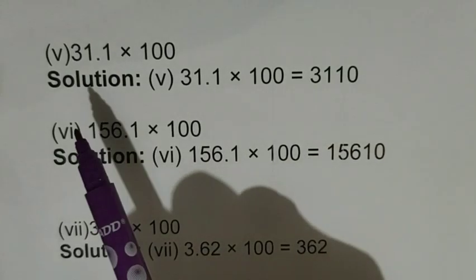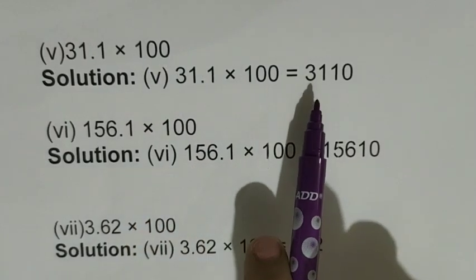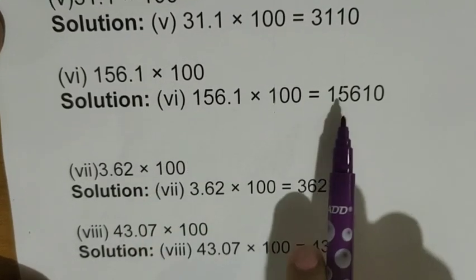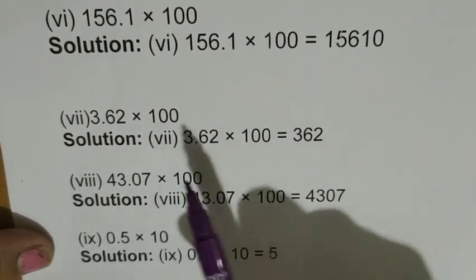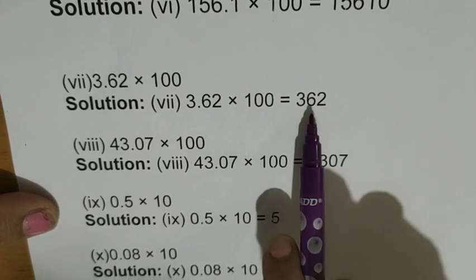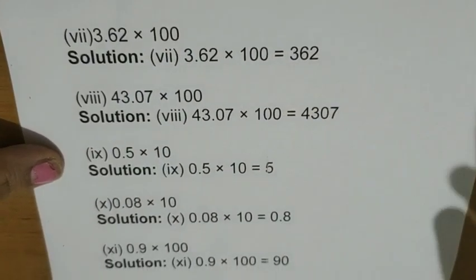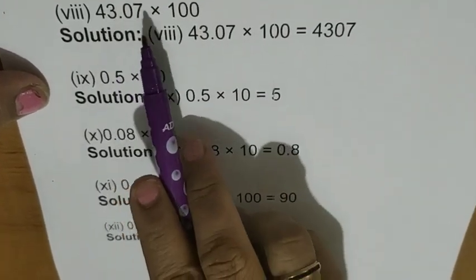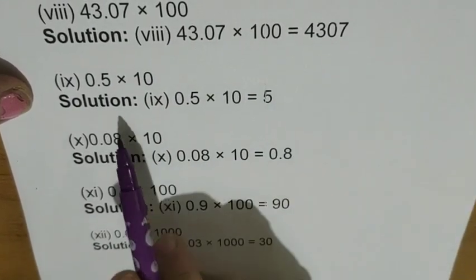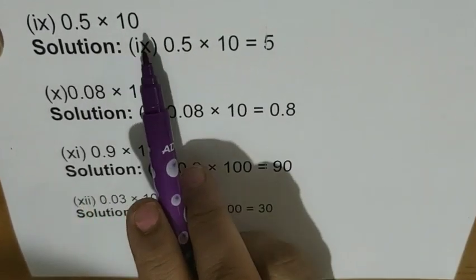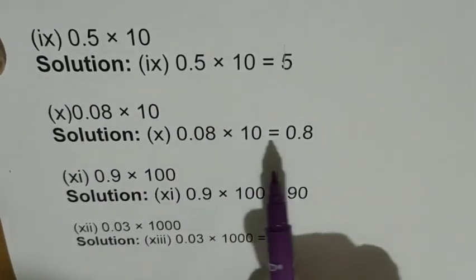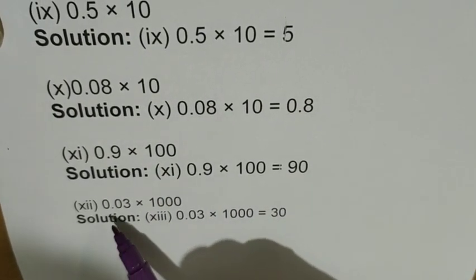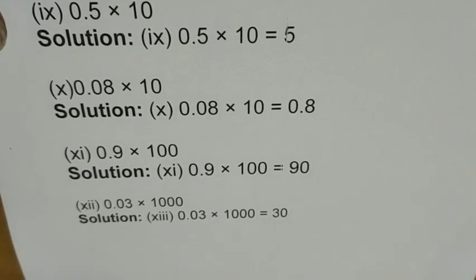So directly I can tell the answers. 31.1 into 100 means 3110. 156.1 into 100 means 15610. 3.62 into 100 equal to 362. Next, 43.07 into 100 equal to 4307, so 2 decimal places we are moving to the right side. Again 10 is coming. 0.5 into 10 means 5. 0.08 into 10 means 0.8. Next, 0.9 into 100 means 90. 0.03 into 1000 is 30.